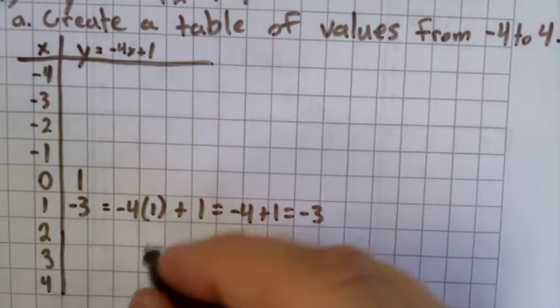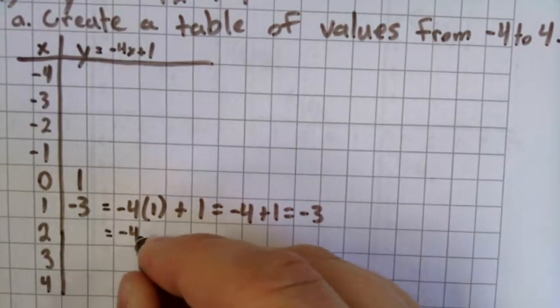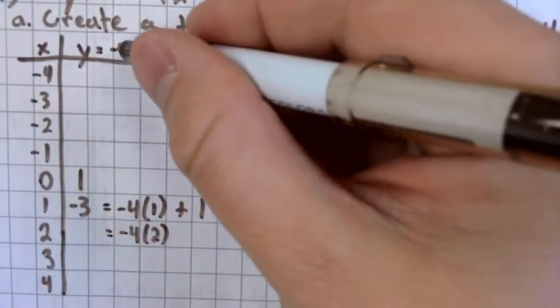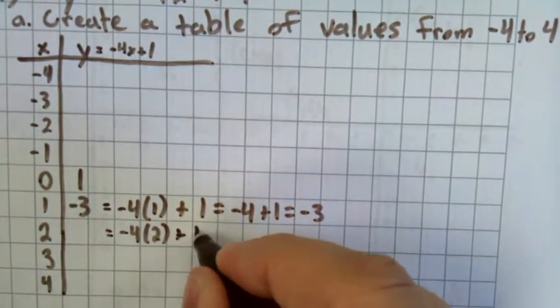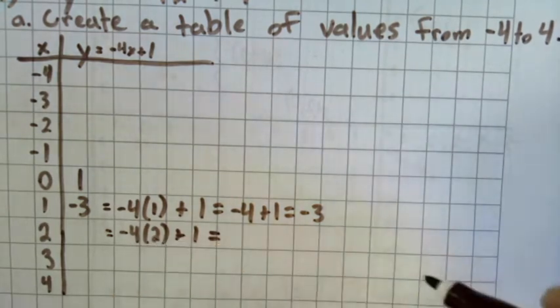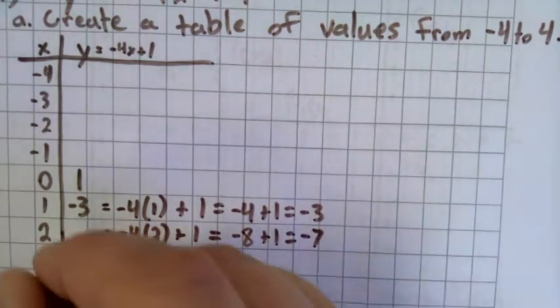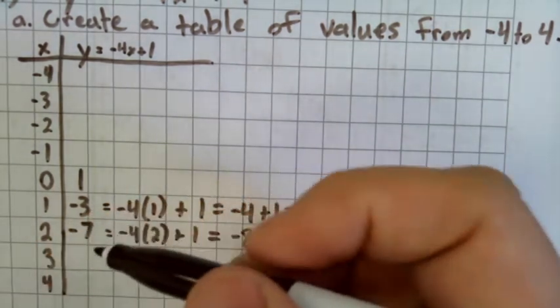What about 2? Well, do the calculation again. -4 times 2 now. Why? Because it's -4 times x plus 1. Add that 1. -4 times 2 is -8 plus 1. Becomes -7, so we'll write -7.